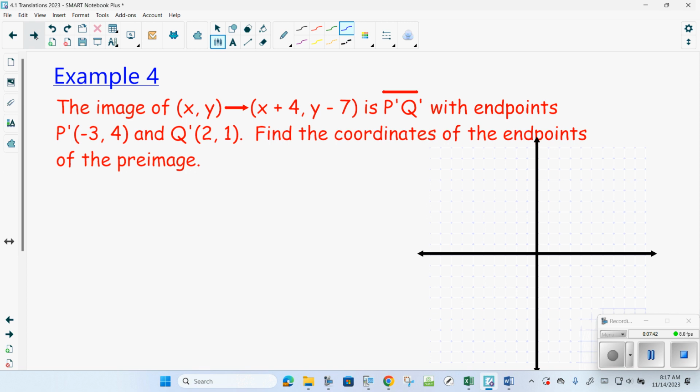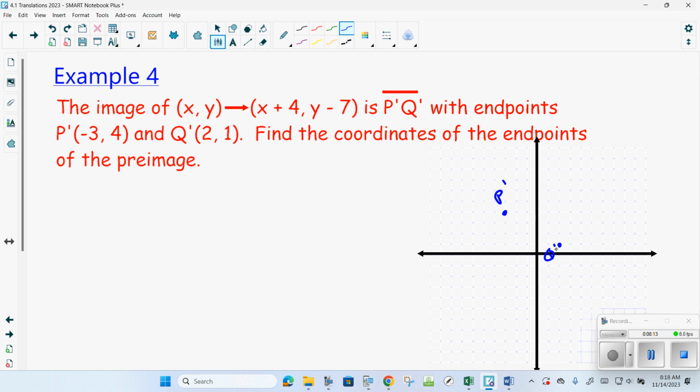The image of (x, y) under x plus 4, y minus 7 is PQ with endpoints of -3, 4 and 2, 1. Now this one's a little backwards. They're telling you the ending for P and Q. Find the coordinates of the endpoints of the pre-image. Like, where did it start? So remember, it went +4 and -7.